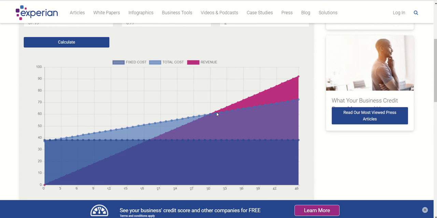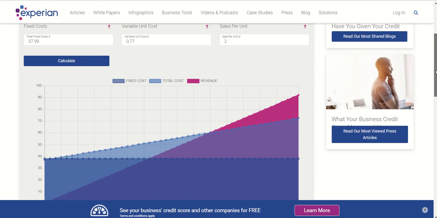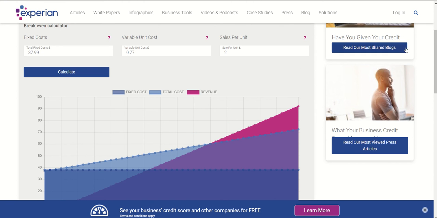So if it's travelling up steeper, it's going to meet the total cost line a lot earlier on in terms of my sales. So there we go. I only need to sell 31 items now as opposed to 53 because this red line is now steeper, because the sale price per unit has been increased.